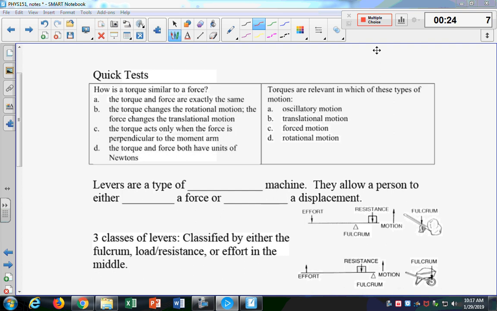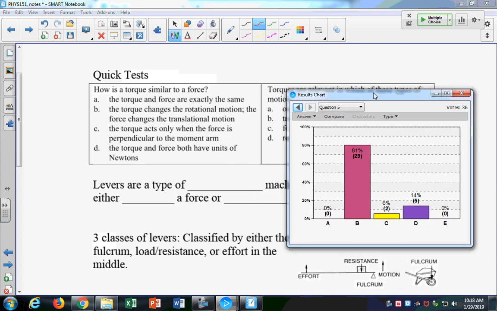How is a torque similar to a force? All right, let's stop at, I don't know, 55. Go ahead and do the next one. But we're doing the one on the left right now. 55, we'll stop. Hey, yeah, all right. B is right.